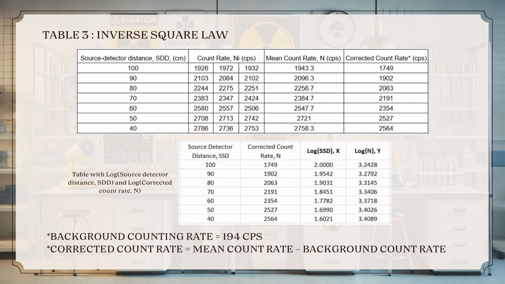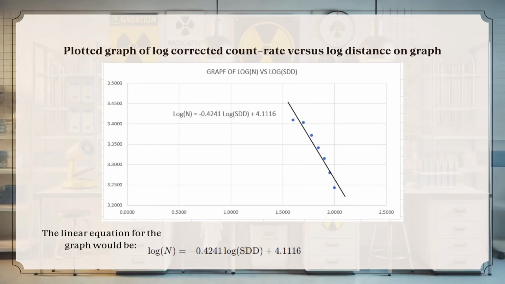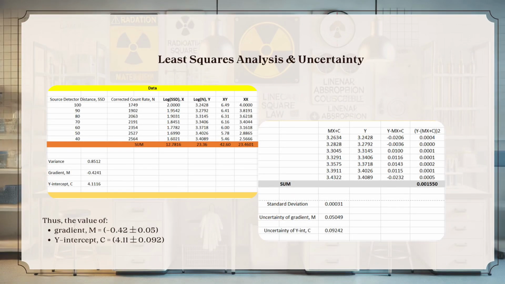This is the result from table 3 of the inverse square law experiment. The table below is a log of our experiment results of source detector distance and corrected count rate. This is the plotted graph of log corrected count rate versus log distance. The linear equation for the graph is log n equals negative 0.4241 log SDD plus 4.1116. Next, this is the least squares and uncertainty. Thus, the value of the gradient is negative 0.42 plus or minus 0.05 and the y-intercept is 4.11 plus or minus 0.092.